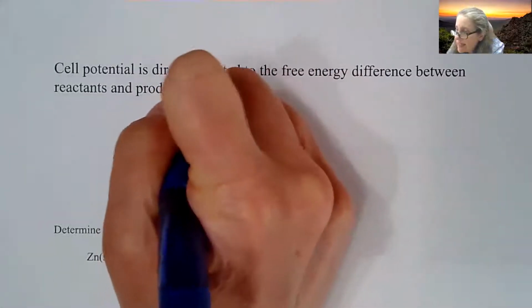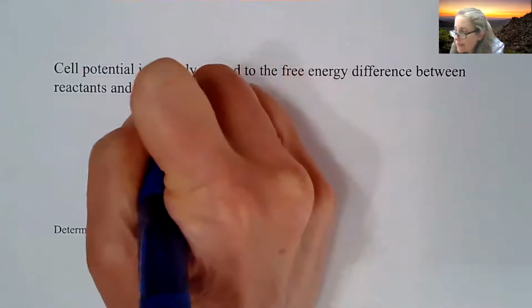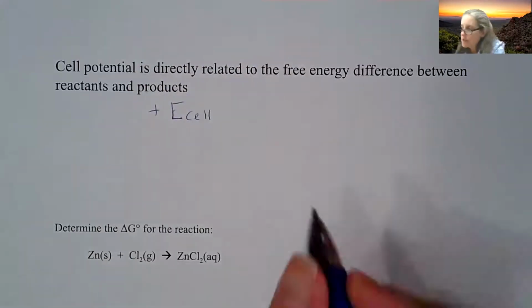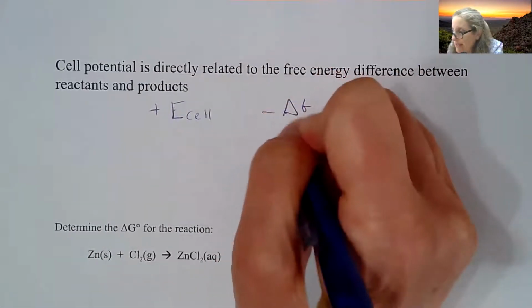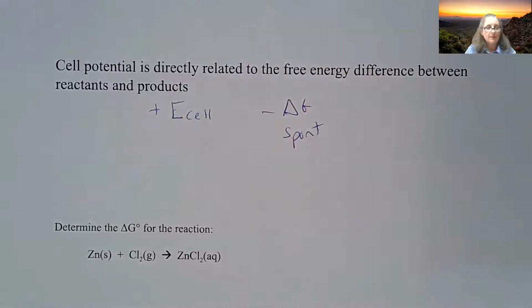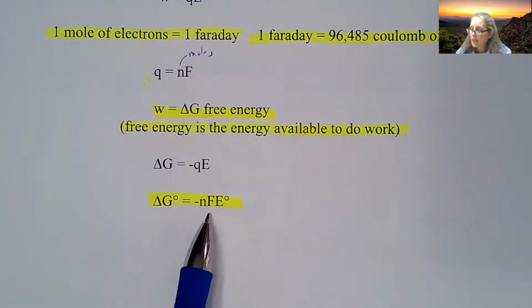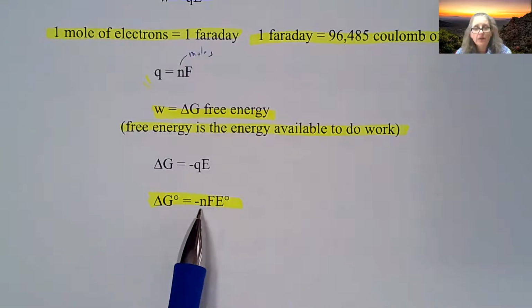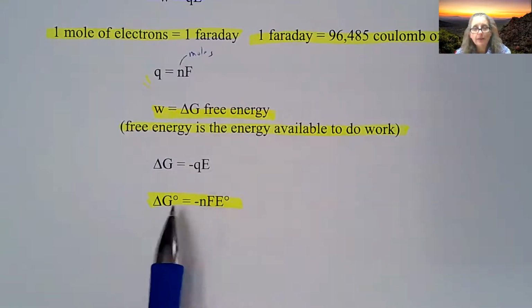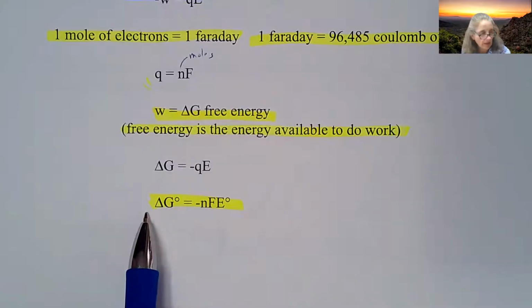So the E cell, you want it to be a positive value so that the delta G can be negative, meaning it's spontaneous. So if I go back to this equation here, if my E is positive and this is an overall negative, it will always make delta G negative.